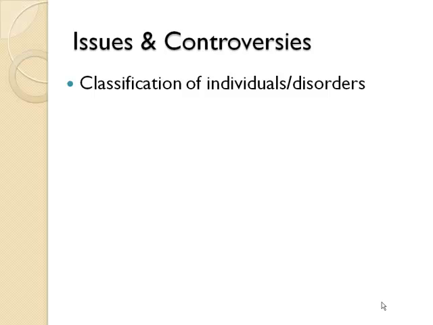One, there's a concern about whether or not we're classifying individuals or disorders. And the DSM specifically says that we're not classifying individuals, we are classifying disorders. But then it's a bit of semantics, because when you get down to it, when you diagnose people, you're not diagnosing disorders, you're diagnosing people with disorders, right?